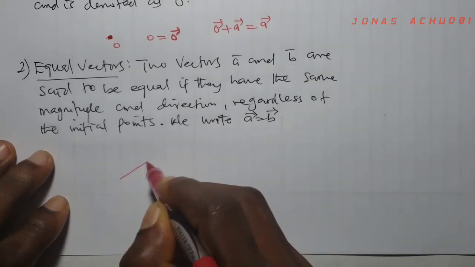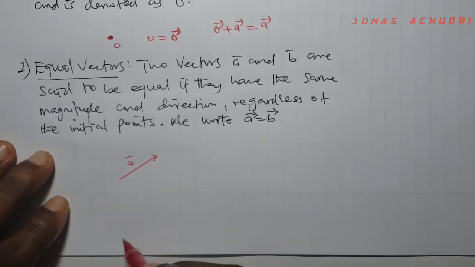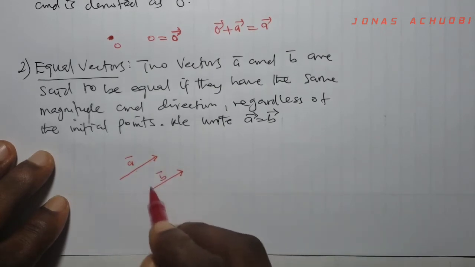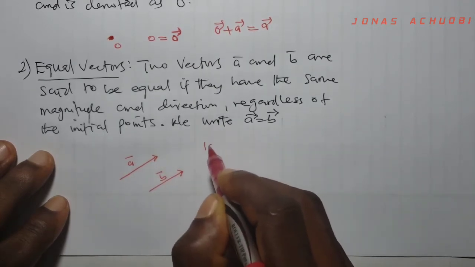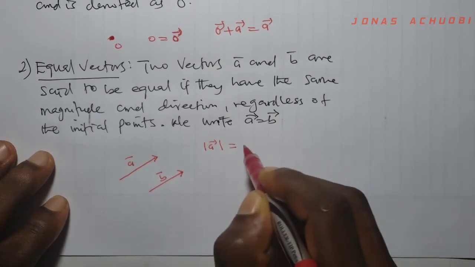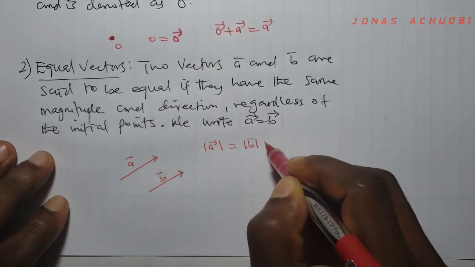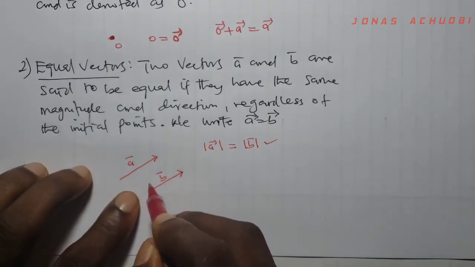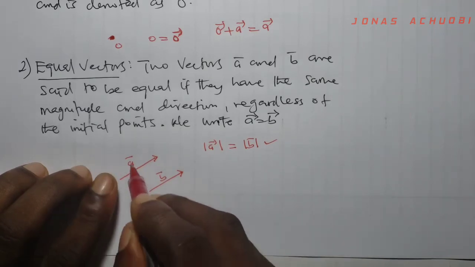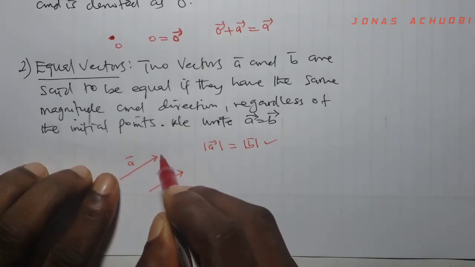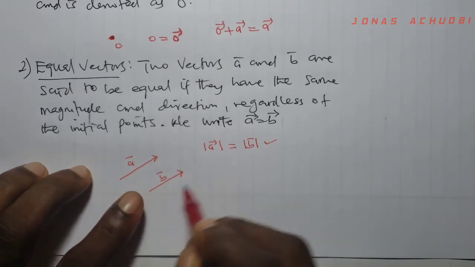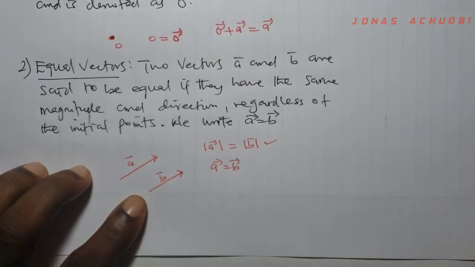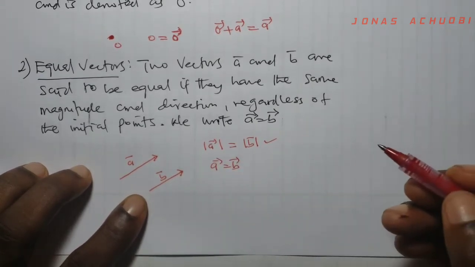So if we have a vector A, and we have another vector B. Now, if the magnitude or the length of vector A is the same as the length of vector B, first condition. Second condition is that if vector A and B are both pointing to the same direction, for example, if vector A is pointing to the direction, let's say northeast, and vector B is also pointing northeast, then we say that vector A and vector B are equal vectors, or we say that the same vectors.